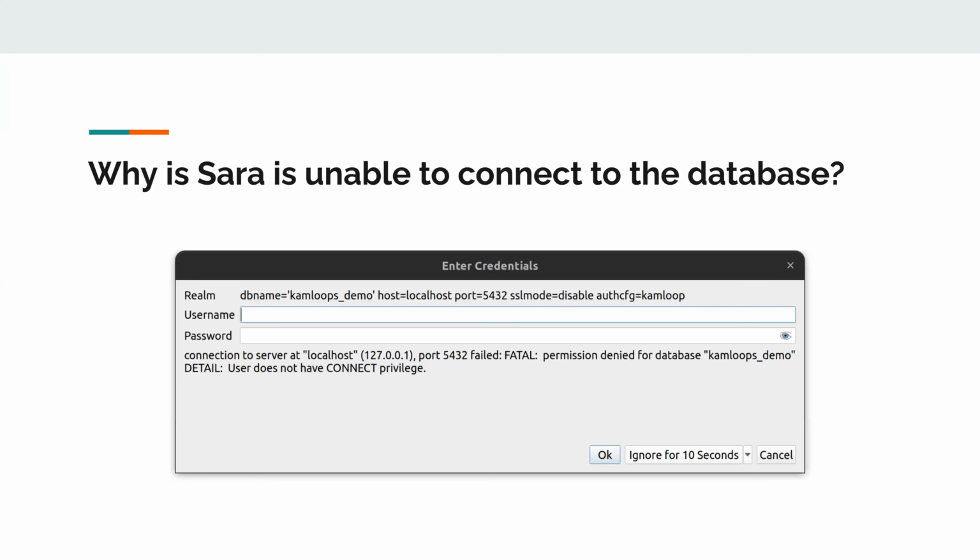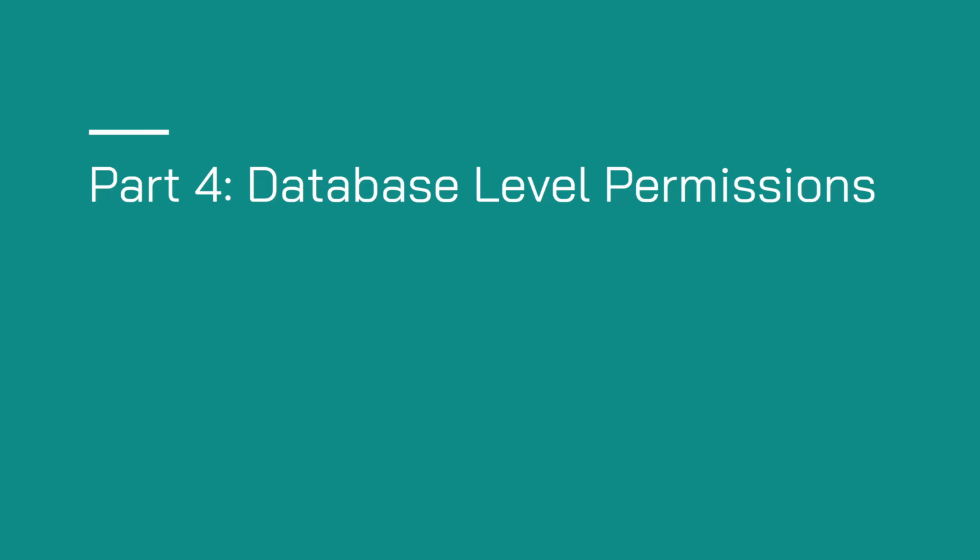If we had done all those things in the steps I just outlined, you would get this error. This is one of your first lessons in using QGIS with PostGIS: read your errors. It tells you exactly what the problem is. It tells you that the user does not have connect privilege. That would dawn on you and you'd say, you know what, we've got to do database level permissions.